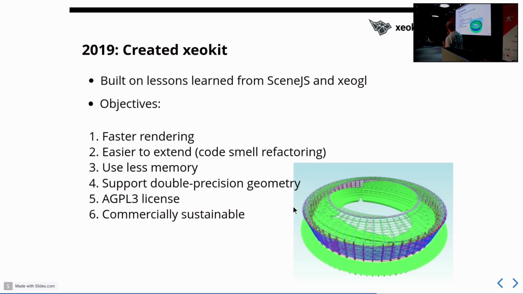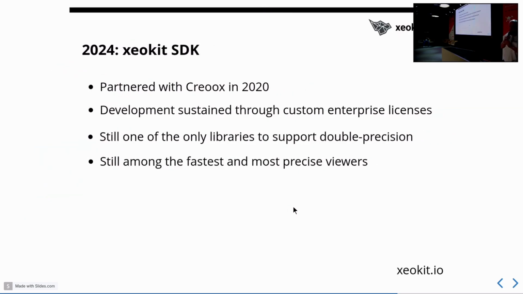So then I started Xeokit version 2. The objectives: faster rendering, easier to extend, and a lower memory footprint, and also supporting double precision geometry, which is really important for BIM to support global coordinate systems, to be able to view a model at its original site placement in global coordinates in the browser. So Xeokit emulates double precision rendering, and also a GPL license for sustainability. So in 2020, I partnered with Creoox.